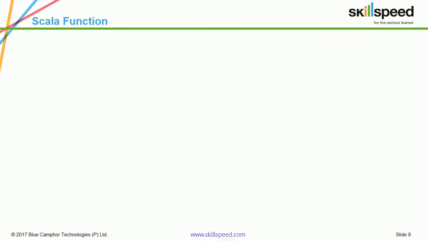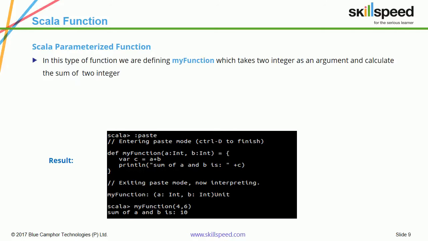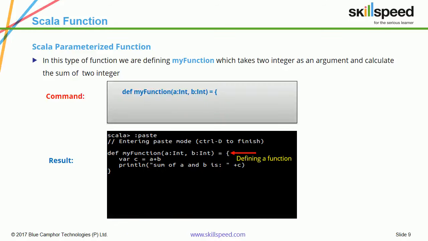Now let's see how to pass parameters. This is called a parameterized function. In this, you will be supplying the input parameters and expecting the output as such. Here you can see that I have created a function called myFunction, which takes two input parameters, a and b. Both are of integer data type. Within the body of the function, I am assigning a variable called c, which says a plus b.